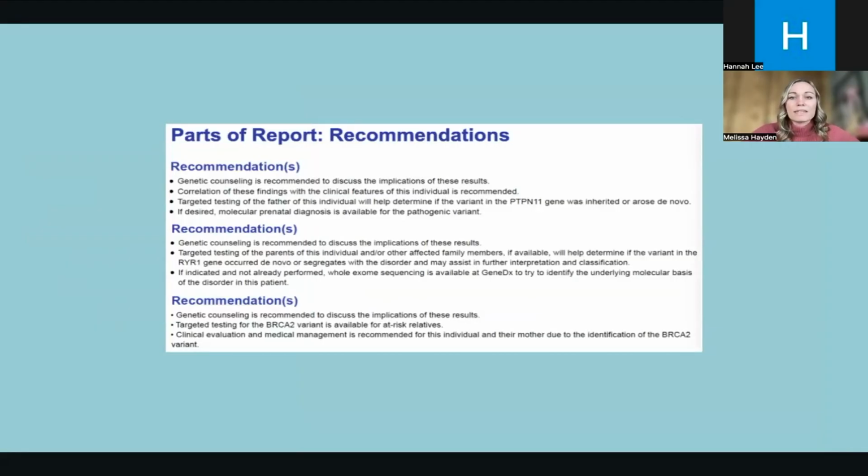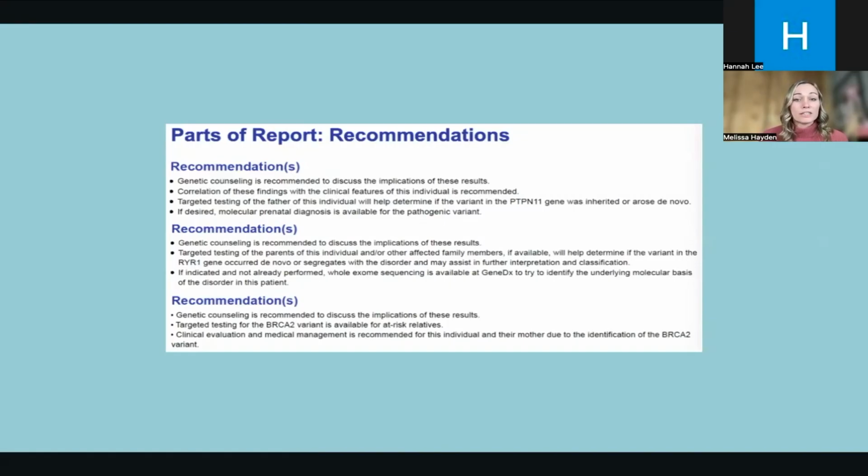The first recommendation advises the patient to discuss the results with a genetic counselor and suggests using clinical information to help determine if a diagnosis is appropriate. It also recommends performing genetic testing on the father to determine whether the identified variant was inherited or occurred spontaneously. Additionally, another form of genetic testing is recommended should the patient choose to pursue it. The second recommendation emphasizes the importance of consulting with a genetic counselor, and it also suggests testing other affected family members to see if the variant is present in them, which could help determine if the variant should be classified as pathogenic or benign, or if it should remain a variant of uncertain significance.